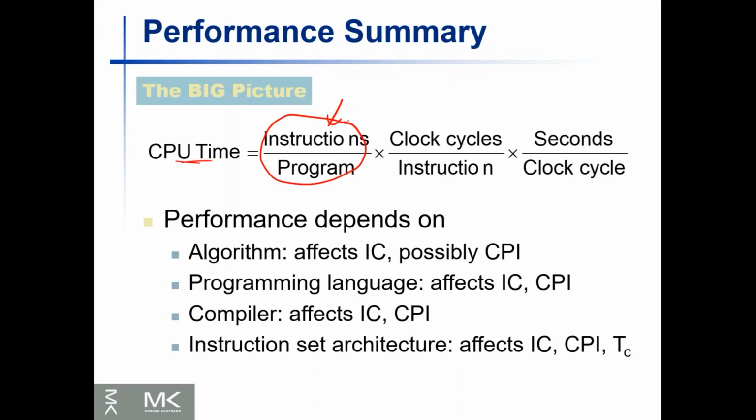That's the CPU time. The next thing is how many clock cycles are used per instruction. Is every instruction going to consume one clock cycle? Some instructions are going to consume more clock cycles.